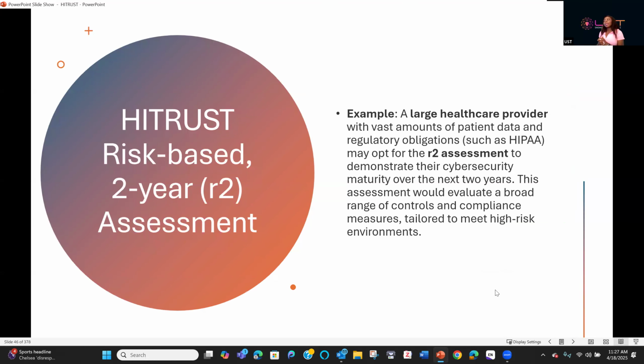Also, for example, let's say a large healthcare provider with large data volume of patient data and regulatory obligations. You see, we'll definitely touch HIPAA sometime in the future. Regulatory obligations such as HIPAA may opt for an R2 assessment to demonstrate their cybersecurity maturity over the next 2 years. So when you get this certification, then you can demonstrate that you have stringent controls in place.